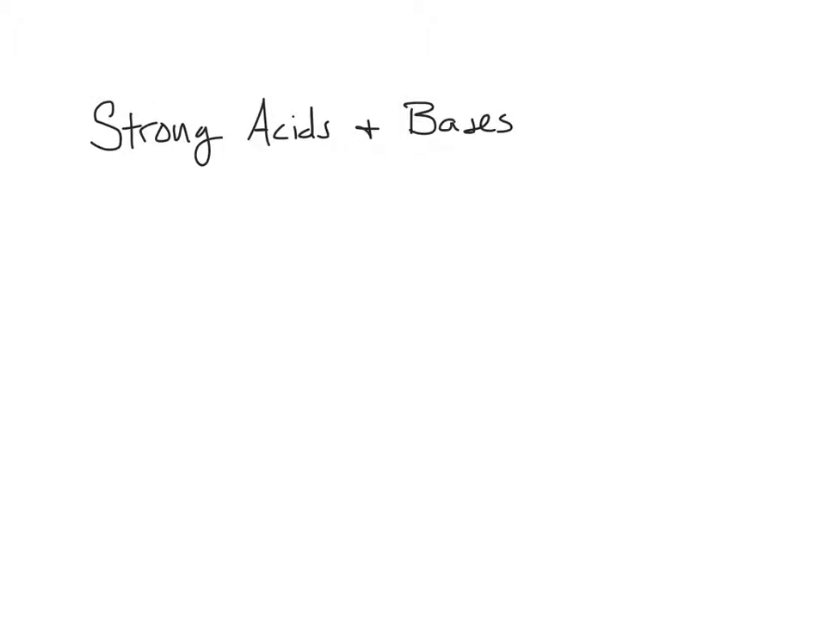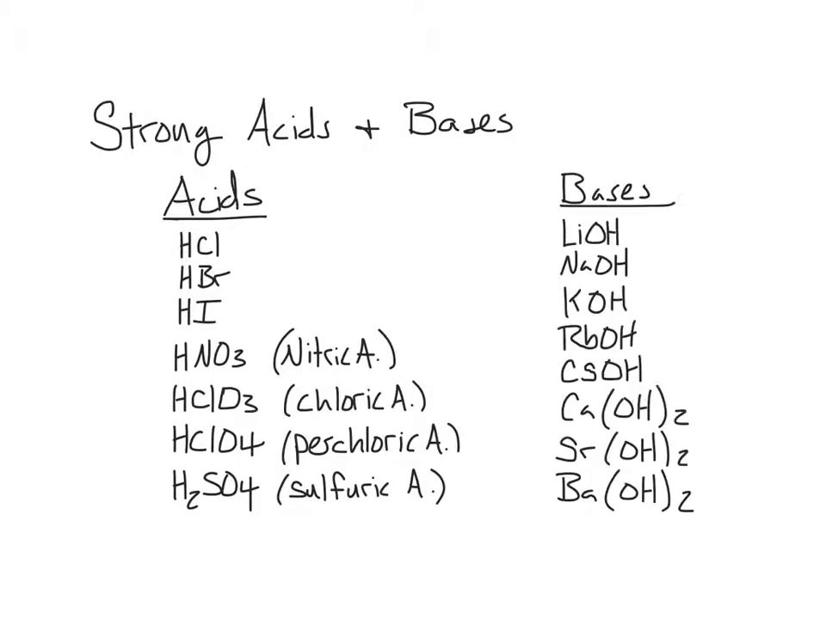Here is a list of the 7 strong acids and 7 strong bases that you should memorize. You will also need to be able to identify other Bronsted-Lowry acids and bases based on their chemical structure and chemical formula. So here's an example: acetic acid.